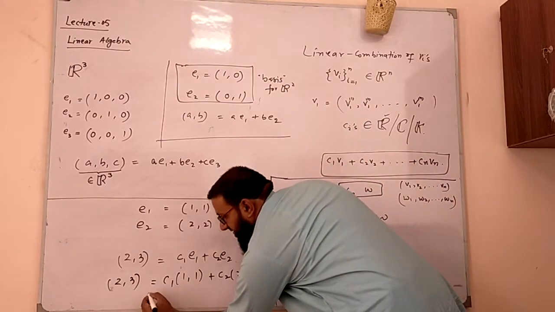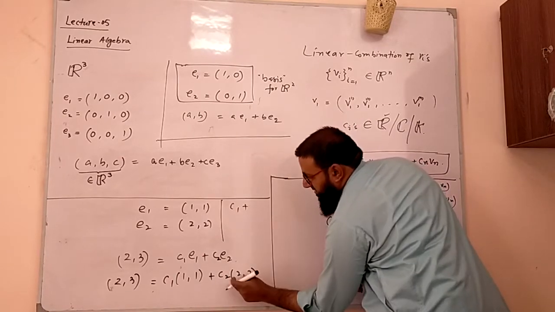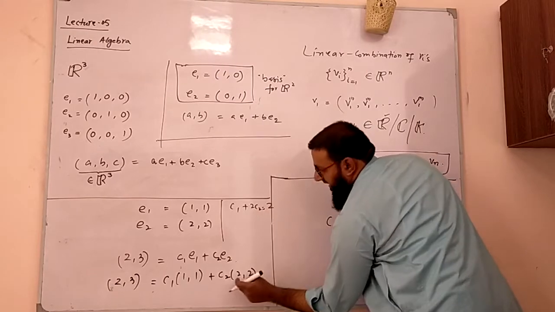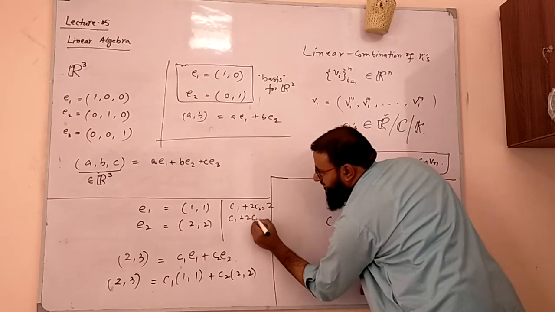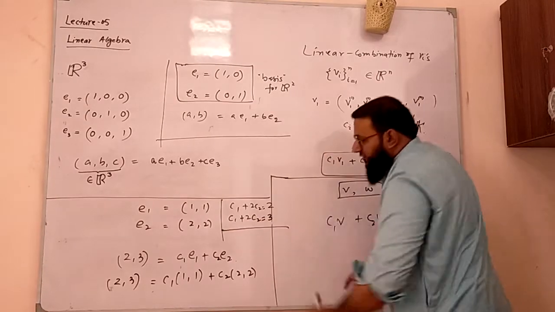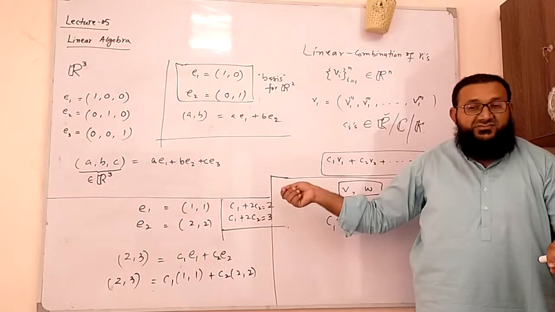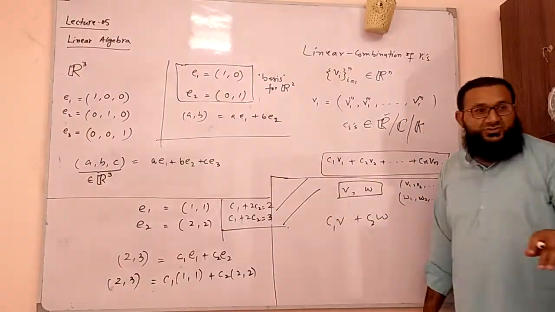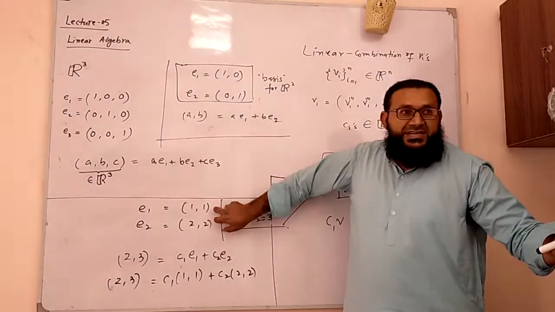C1 plus 2C2 equals 2. And this is C1 plus 2C2 equals 3. You can see these are parallel lines. When you take C1 and C2 to be X and Y, these are parallel lines with no point of intersection, hence there is no solution. So this does not make a basis for R2.